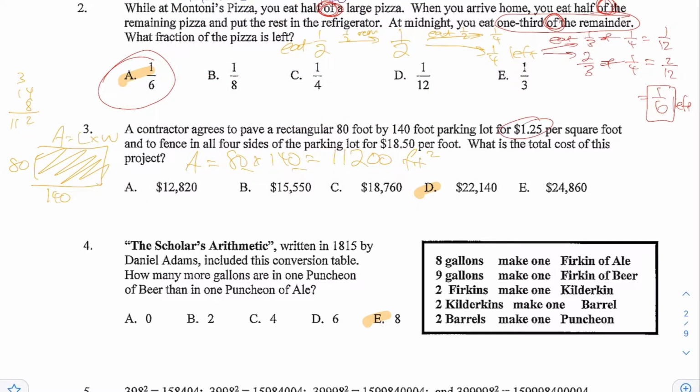Now it costs $1.25 per square foot, so you have to multiply 112 times 1.25. The other way to do this is actually by dividing it by 4, and just add it to itself, because you can take that 25 cents. So 112 divided by 4 is 28.